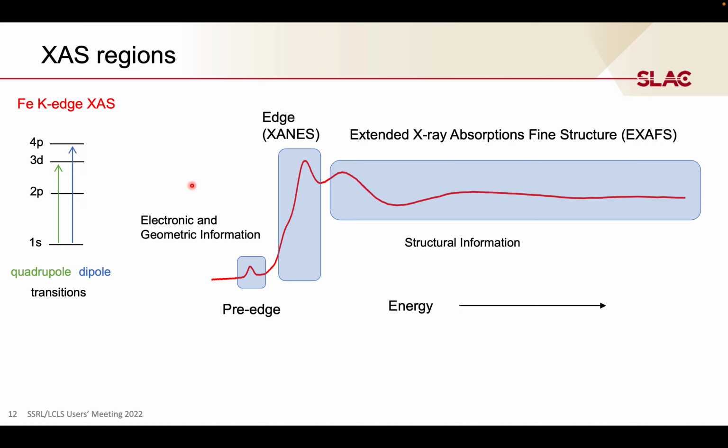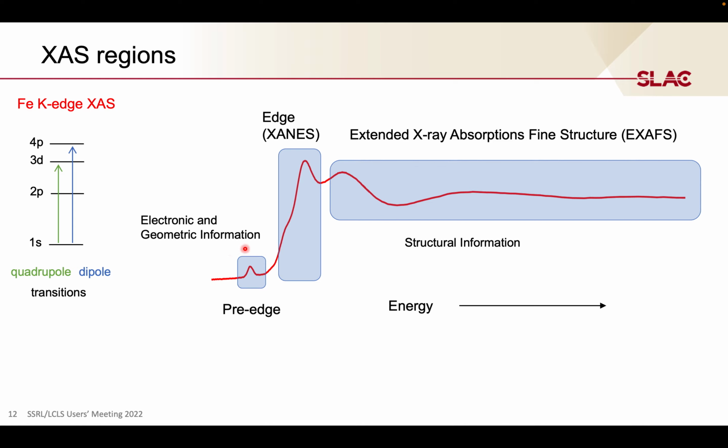So the K edge now is a little different than the L edge, in the sense that now we have quadrupole and dipole transitions. So a quadrupole transition would be an excitation from 1s into 3d, and a dipole from 1s into 4p, which then has the consequence that you get multiple regions.